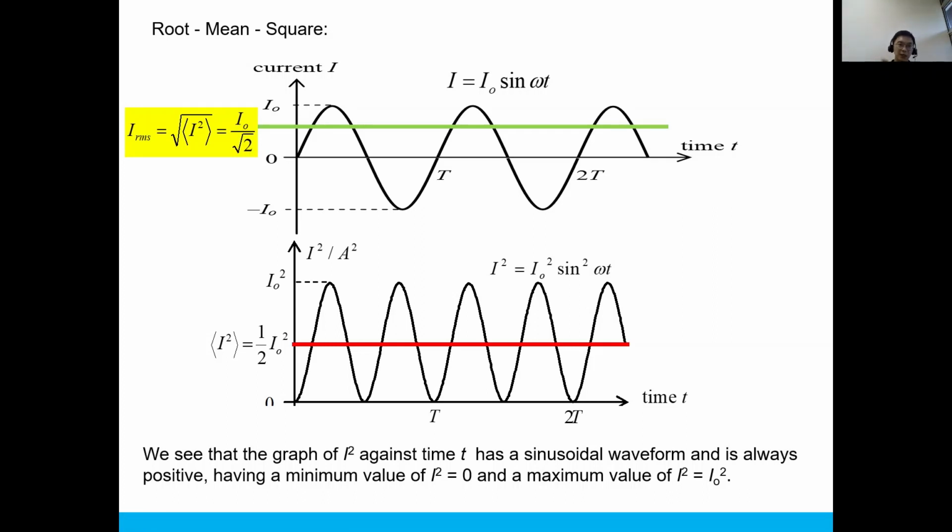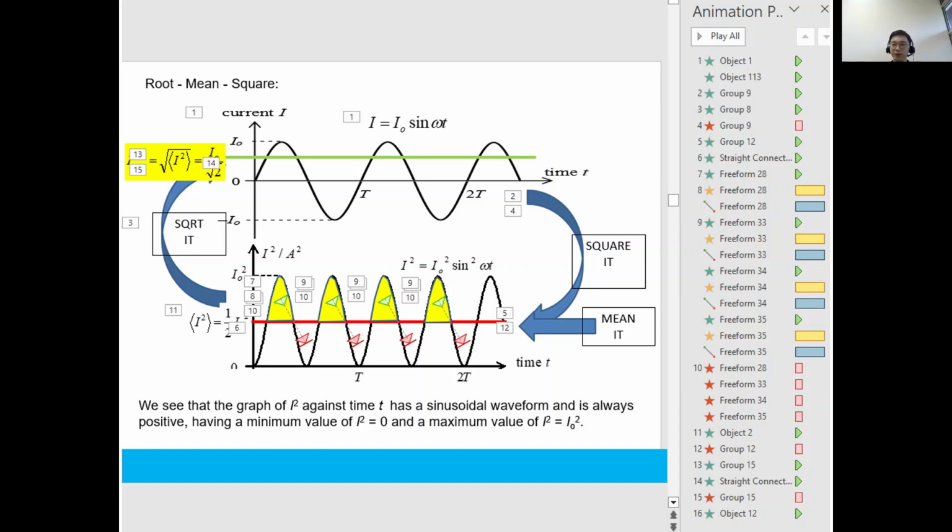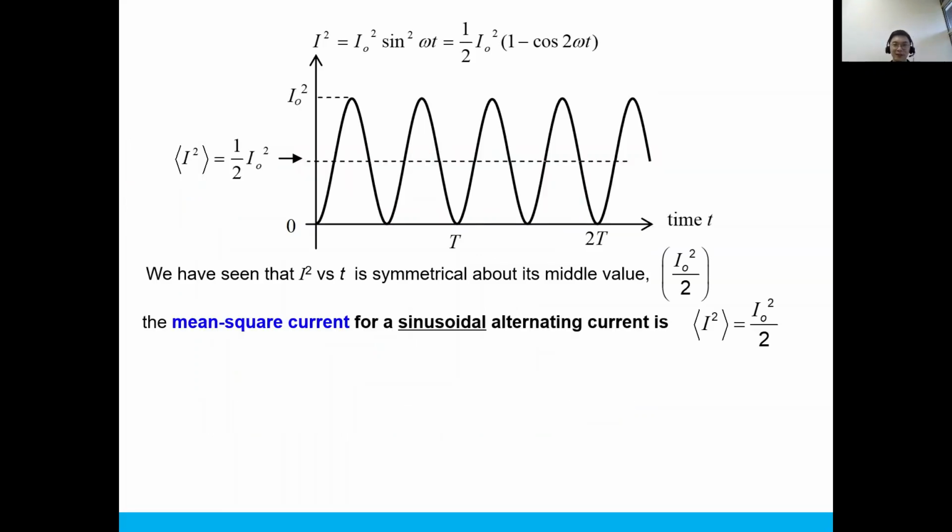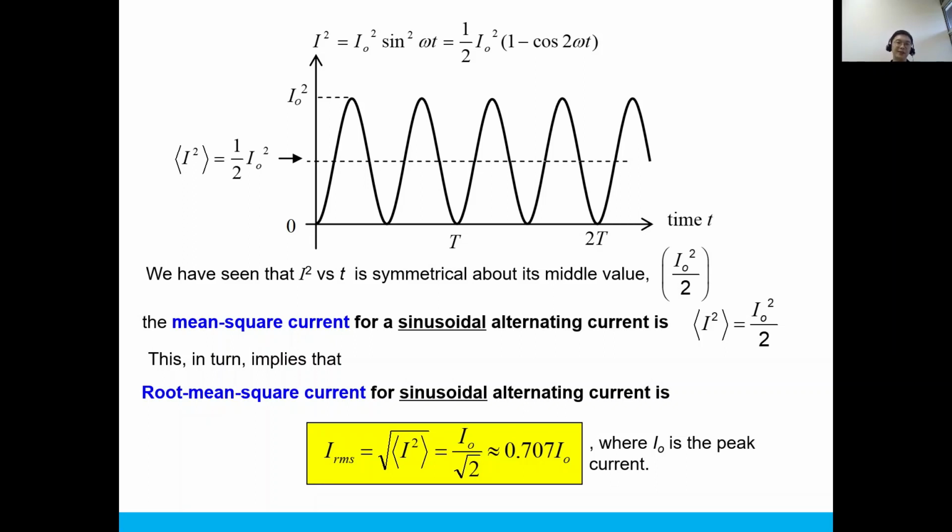So here we arrive at a very powerful and important conclusion: the root mean square current of any sinusoidal AC is I naught over square root 2. Yep, this slide is just to show you how much effort it takes to do this, but this is just for fun. So we get that the root mean square current is I naught over square root 2, which approximates to 0.707 I naught.